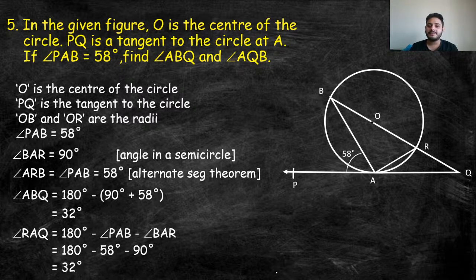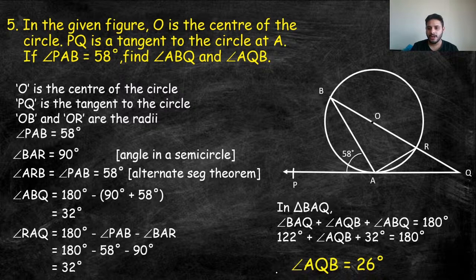Moving forward, same way as we did it for ABQ, we do it for RAQ. Alright, 180 minus 58 minus 90. What value do we get? We get 32 when we use triangle BAQ. And BAQ plus AQB plus ABQ is 180 degrees. So 122 degrees plus AQB plus 32, we get the value of AQB as 26 degrees. So we have successfully found the value of AQB as 26 degrees and ABQ as 32 degrees.